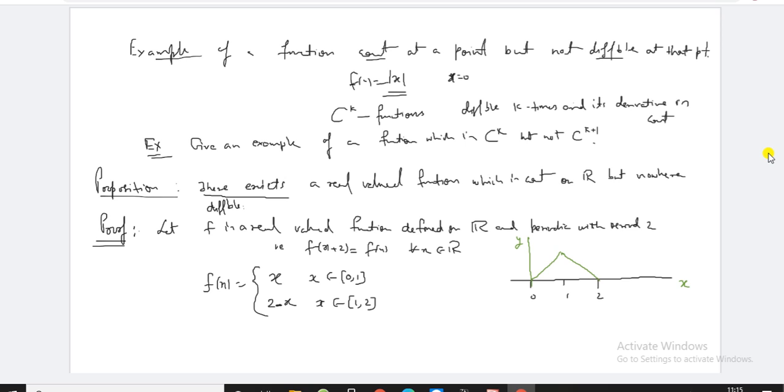And you can just repeat this graph on another interval 2 to 4, you get this repeated graph, and again this repeated graph here also. So on the whole real line, you get this repeated graph. Right? So this is a function f(x) which is continuous on the whole real line.